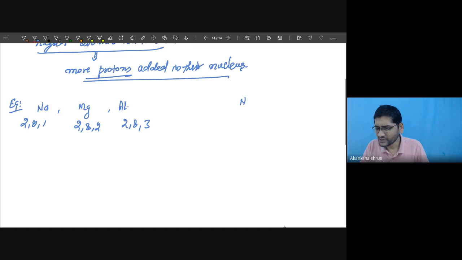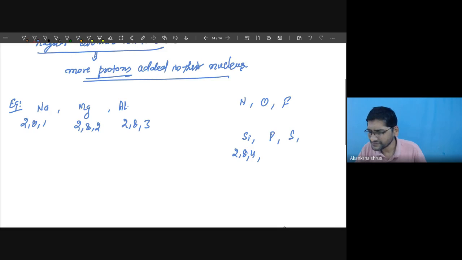Students, you may take nitrogen, oxygen, fluorine, or you may take silicon, sulfur, even chlorine. Whatever you take, the result is not going to change. Silicon is 2,8,4. Let me put the phosphorus also: phosphorus, sulfur, chlorine are 2,8,5; 2,8,6; then 2,8,7. You already know this since class 9.